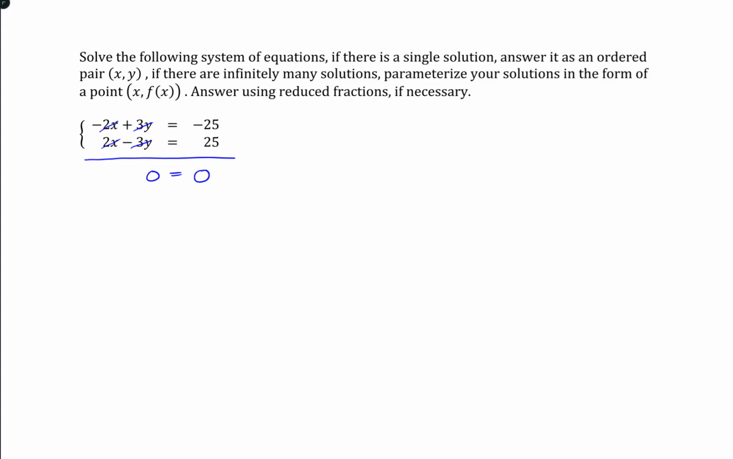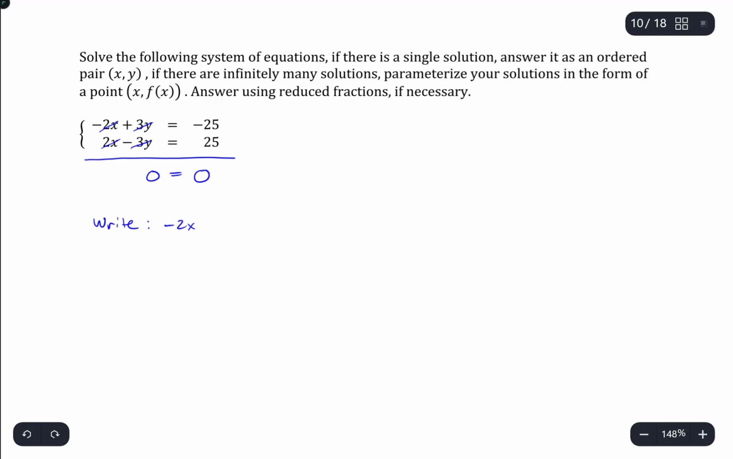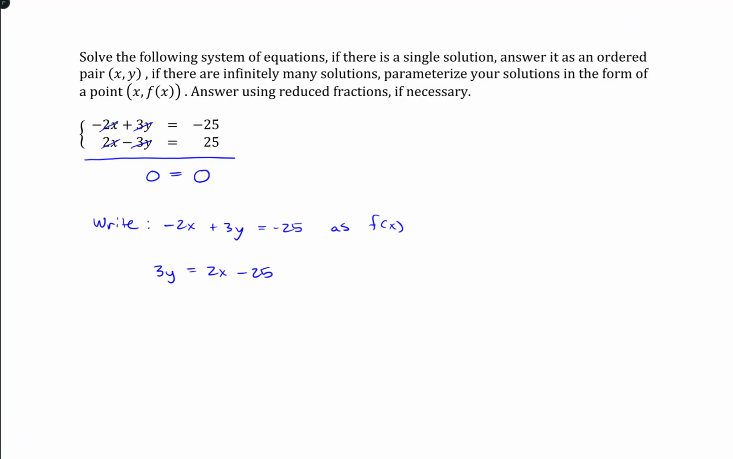What we do is we take one equation and we write it as f of x. So write negative 2x plus 3y equals negative 25 as f of x. All right, so what that means is we solve it for y. So 3y equals 2x minus 25, and all I did there is add 2x to both sides.